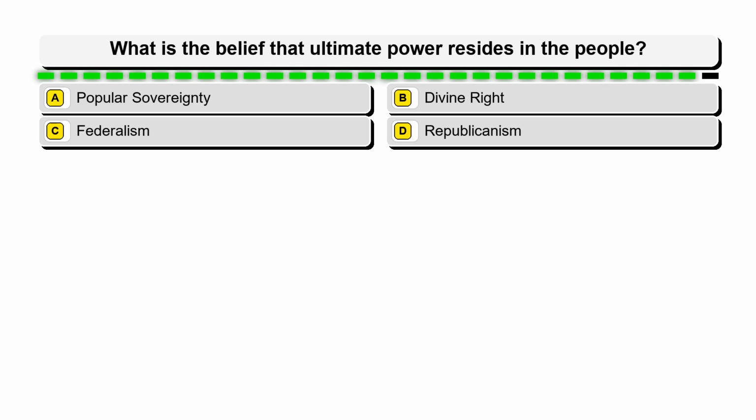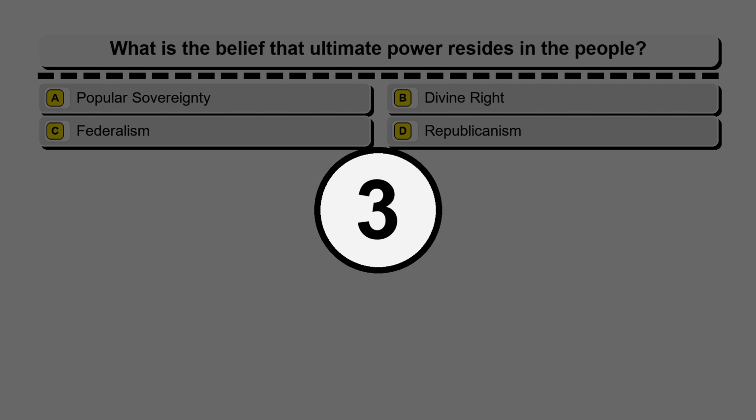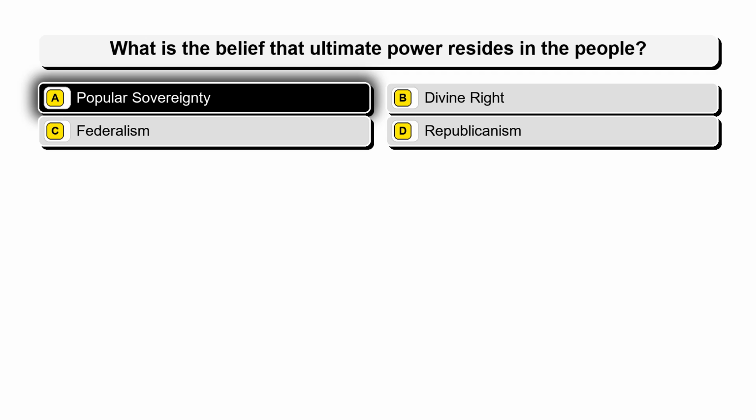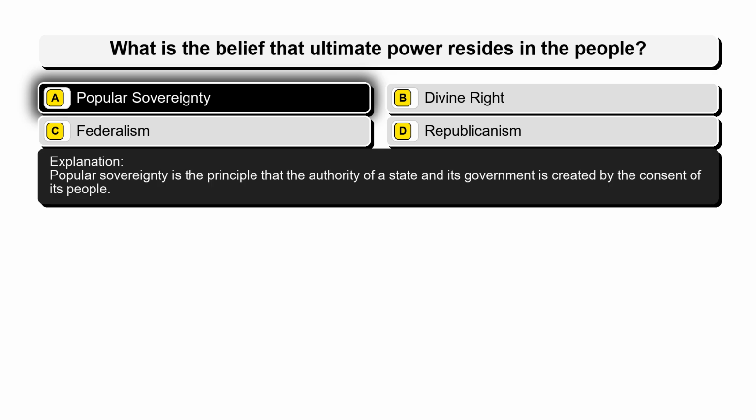Question 81. What is the belief that ultimate power resides in the people? Option A, Popular sovereignty. Option B, Divine right. Option C, Federalism. Option D, Republicanism. The correct answer is option A, Popular sovereignty. Popular sovereignty is the principle that the authority of a state and its government is created by the consent of its people.